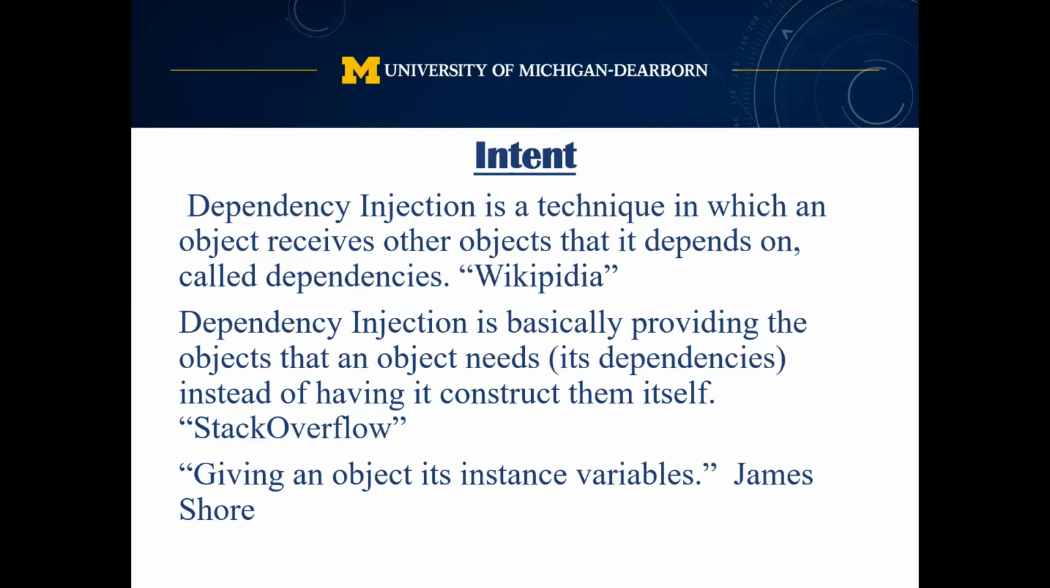One of my favorite definitions was by the author James Shore. I found it in his book, The Art of Agile Development. He said that dependency injection is giving an object its instance variables. So let's see what he means by that in the next slide.